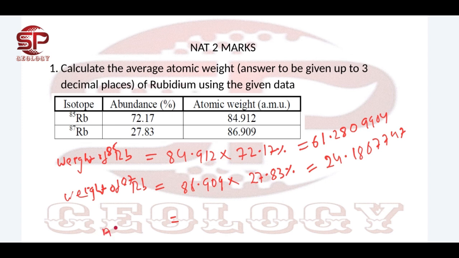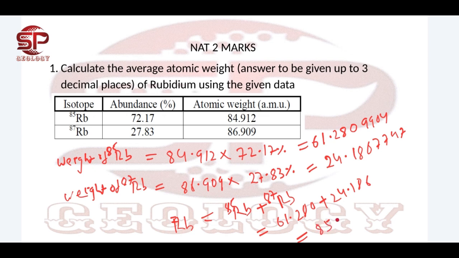The average atomic weight of rubidium will be the weight of rubidium 85 plus rubidium 87. It will be 61.280 plus 24.186. You can consider other decimals also, but you have to give the answer up to 3 decimals. So only take 3 decimals: 85.467 approximately. This will be the average atomic weight of rubidium.